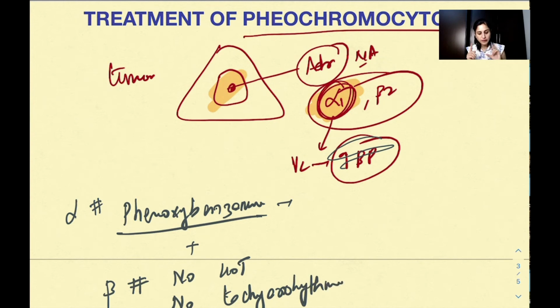Okay, so the role of beta blockers is to block any kind of hypertension or any kind of tachyarrhythmias, and alpha blockers, definitely they're going to block the vasoconstrictor effect, so they are going to get down your blood pressure. Ultimately, when BP levels are a little controlled, we take the patient for surgery. So this is the treatment.